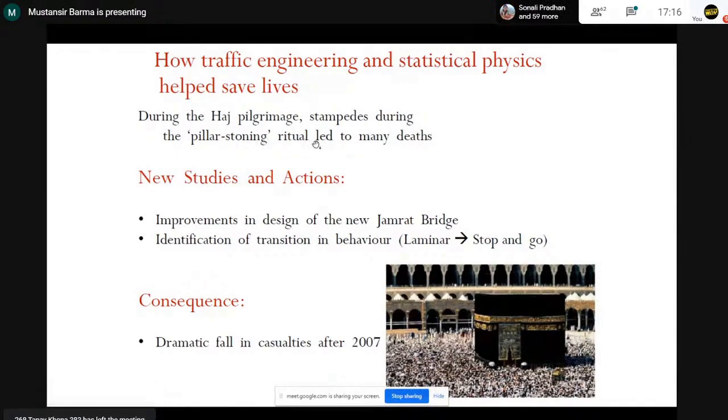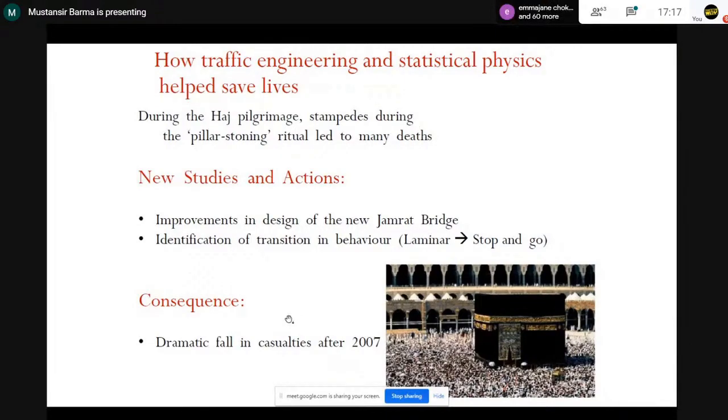And there, invariably, there would be many, many deaths due to stampedes. Well, the Saudi authorities consulted a statistical physicist who used to model crowd behavior through simulations, and his name is Dirk Helbing, and they consulted others also. But these people were able to use their simulation models to see what to do in order to avoid a stampede.